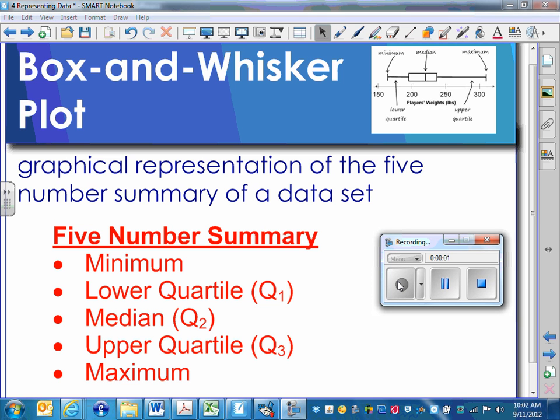Today what we're going to do is discuss first, before we take our homework and go over it, the 5-number summary related to the data display box and whisker plot. And the definition of a box and whisker plot is simply a graphical representation of the 5-number summary of a data set.